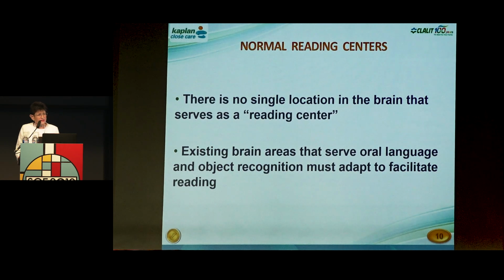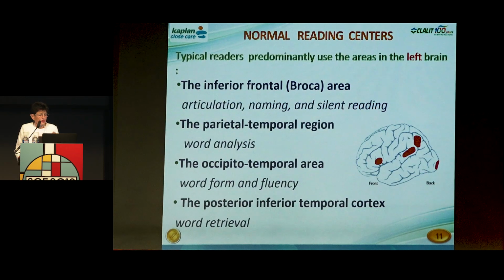Are there any reading centers in the brain? Yes, there are. However, there is no single location in the brain that serves as a reading center. The brain uses existing areas that serve oral language and object recognition and adapts them to facilitate reading. Typical readers predominantly use the areas in the left part of the brain, and there are at least 4 known centers of reading: the inferior frontal Broca's area, the parietal temporal region, the occipitotemporal area, and the posterior inferior temporal cortex.